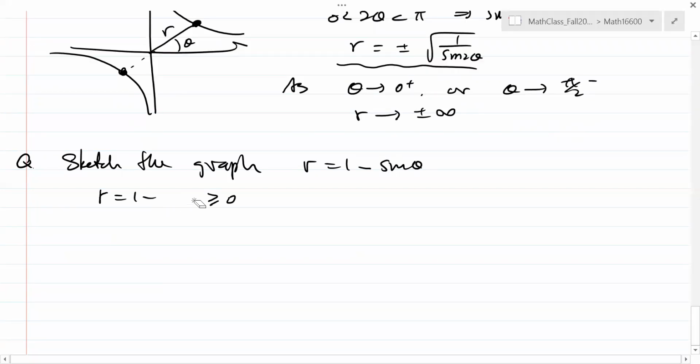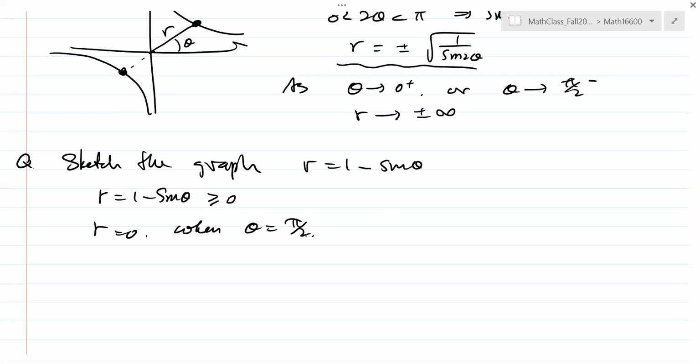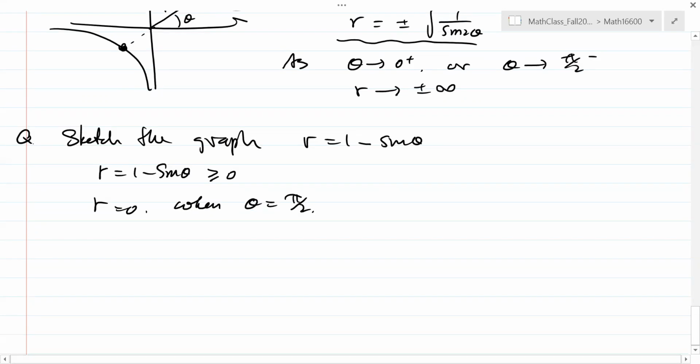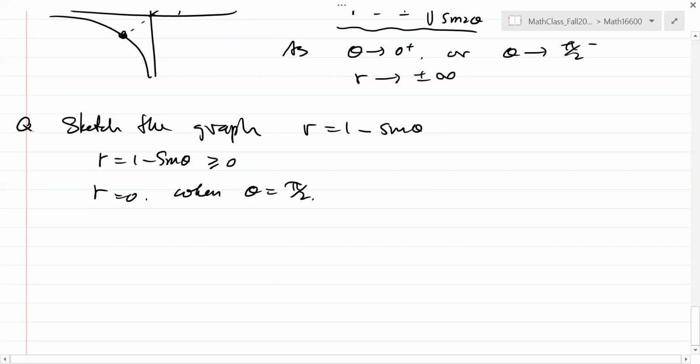So r equals 0 when sine theta equals 1, so only when theta equals pi over 2, right? It's a periodic function. You can choose special values of theta, then you take the corresponding value for r, okay? That's what we do, theta, and here's r. So theta from 0, r is 1.